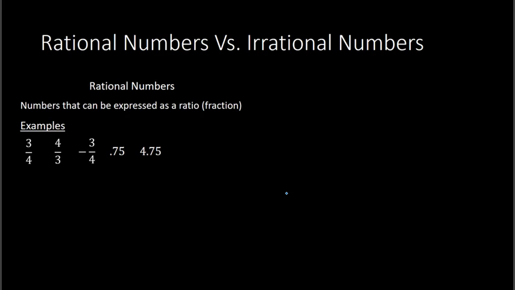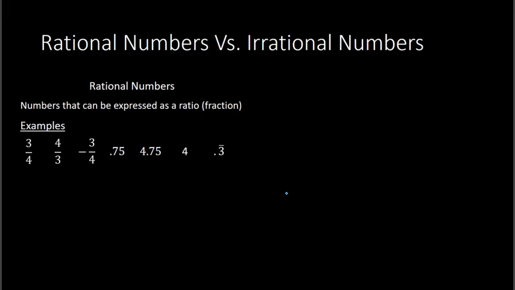4.75 would also be rational because I can write that as 4 3/4, or 19 over 4. So that is rational because you can write it as a fraction. 4 would also be rational because that is the same thing as 4 over 1, which is a fraction.